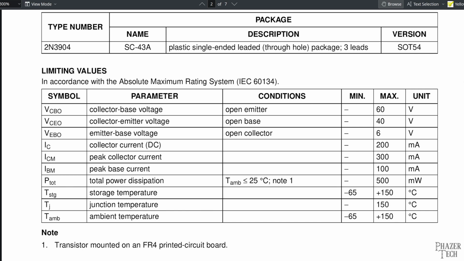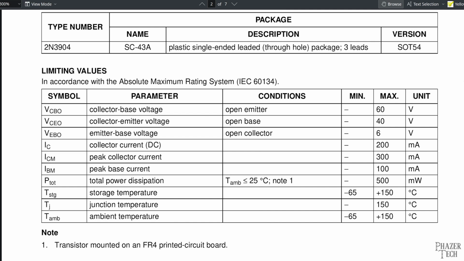specific. I'd say the two most important specs are the collector current, the peak current, and the total power dissipation. So again, we're only going to be using around 80 milliamps, which is much less than the 200 milliamps collector current. But the more important spec here is the total power dissipation, which is only 500 milliwatts.